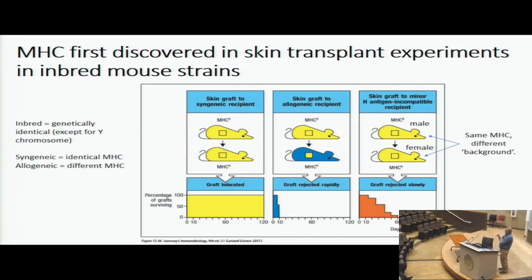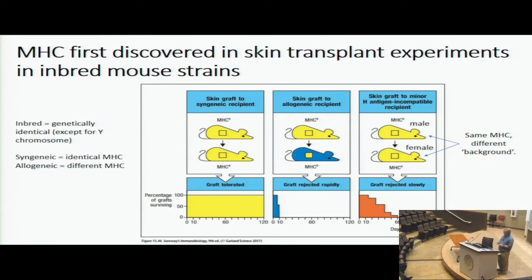Then there's an intermediate state where you can take a graft from one strain, and in this particular case, we're taking a transplant from a male and transplanting it into a female of the same strain. They're almost identical, except the male will have the Y chromosome, so there'll be some antigens encoded on that chromosome that will be presented in its MHC molecules. Those are called minor histocompatibility antigens. If you have identical MHC, but the other genes in the genome are different, you can get rejection, but it's not as fast as with a completely allogeneic graft. It's kind of intermediate.